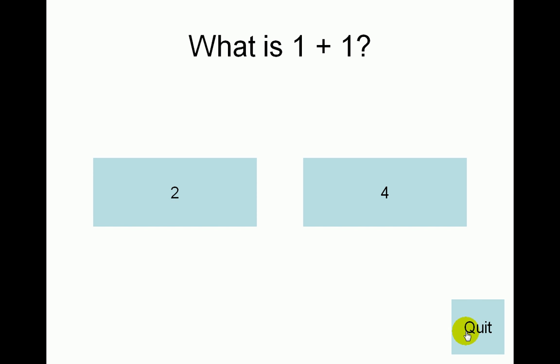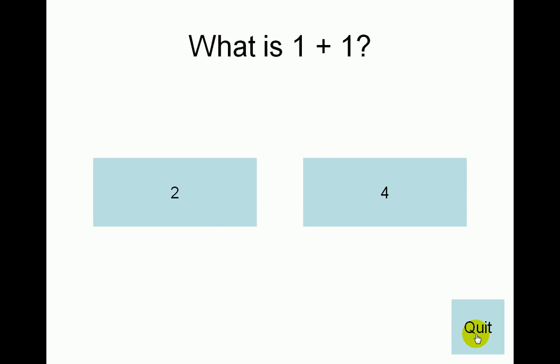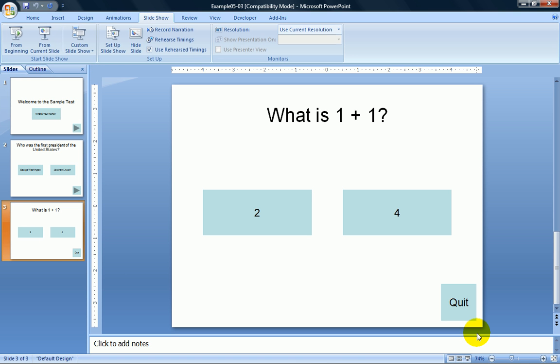Now I'm going to go on to the next one. And just for fun, I'm going to click the wrong answer. And it says, try to do better next time, Kathleen. I'm going to click OK, and then I'm going to click Quit. That's all it did. Now, let's look at how they enabled these buttons.